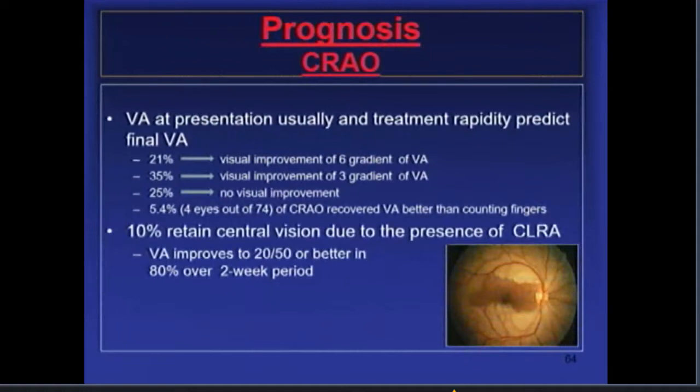10% that they could retain central vision due to the presence of cilioretinal artery occlusion, and they can get visual acuity of 20/50 or better, and 80% over a 2 week period of these patients. So the presence of cilioretinal artery occlusion might be a good thing for this patient to recover their vision.